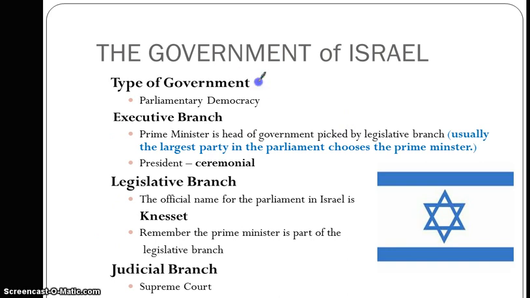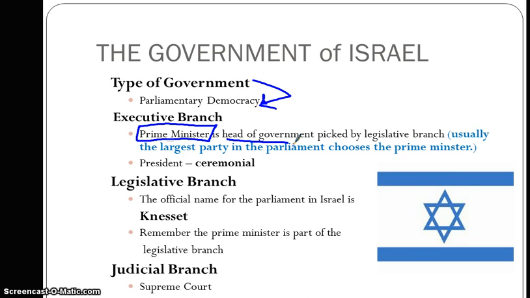Type of government. It's a parliamentary democracy. Remember, the people vote for the party in parliament that they want to represent them. The party with the largest number of members elects the prime minister. Okay, so let's talk about the executive branch. The prime minister is, of course, part of the executive branch. He is the head of government, and he's picked by the legislative branch, usually the largest party in parliament, who chooses the prime minister.